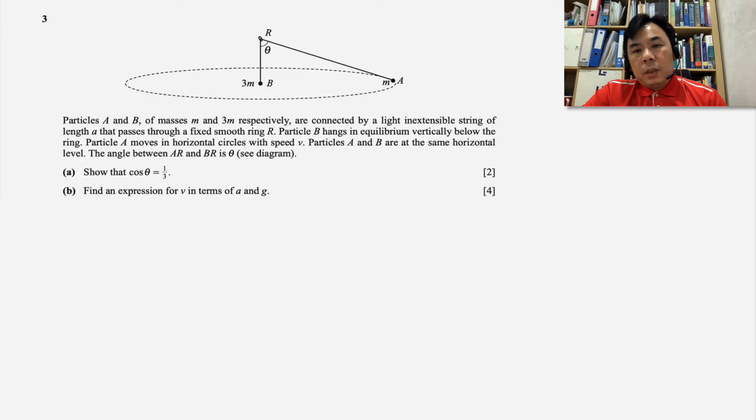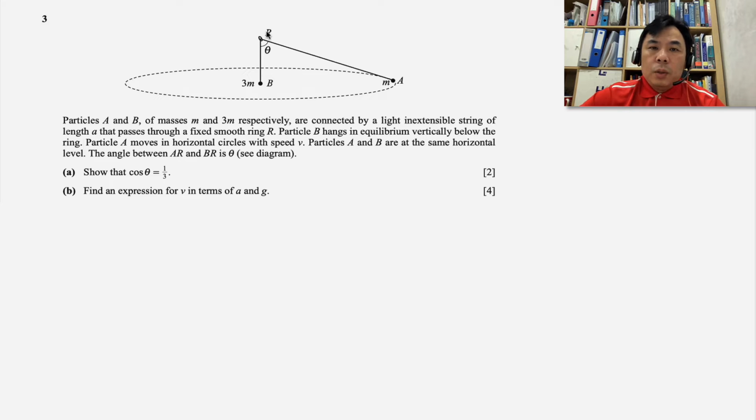Particle A moves in a horizontal circle with speed v, and both particles A and B are at the same horizontal level. The angle between AR and BR is theta. Show that cosine theta is equal to 1/3. And then finally, we need to find the expression for v in terms of a and g.